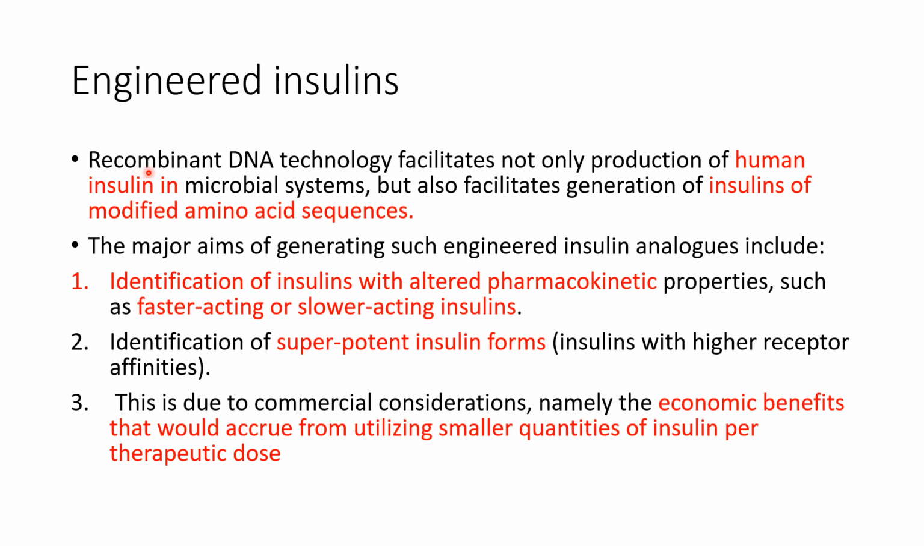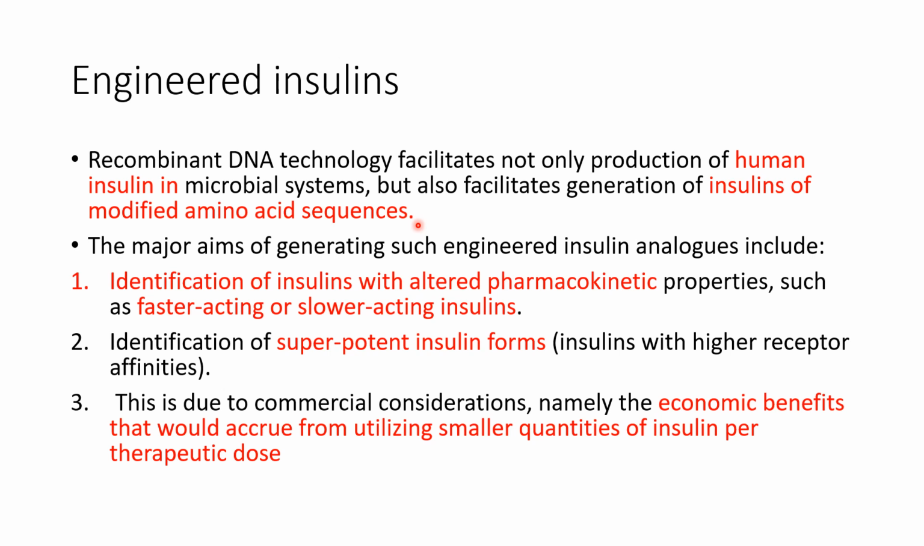We're saying that recombinant DNA technology facilitates not only production of human insulin in microbial systems, but also facilitates generation of insulins of modified amino acid sequences. So the general idea of using microorganisms to produce insulin is that, yes, we can produce the native insulin, which is the exact type of insulin which is formed by the human body. But we can also engineer insulin. What do we mean? We can also modify the native insulin.